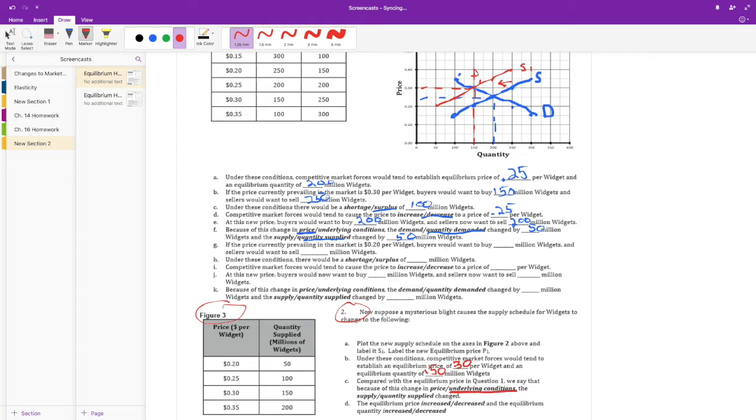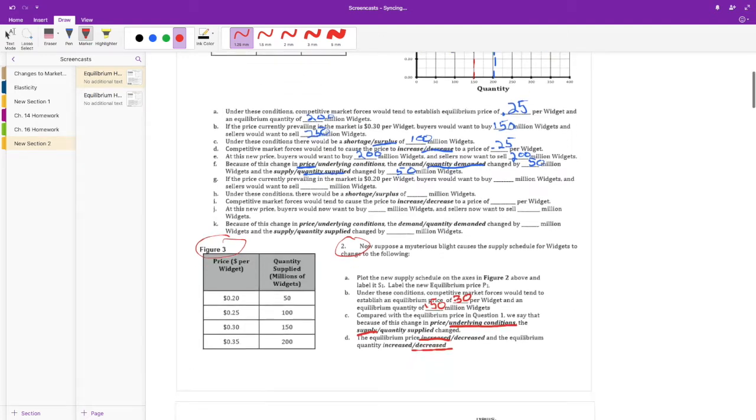Compared with the equilibrium price in question 1, this one will be underlying conditions, and the supply is changing, okay? The reason it's a change of supply is that the entire curve is shifting to the left here. So when it's a change in price, you go from one point to another point. When it's a change of supply, the entire curve goes in one direction. And because of this, the equilibrium price increased and the equilibrium quantity decreased, okay? So now you're going to work on the second set, the shift of demand, on your own, okay?